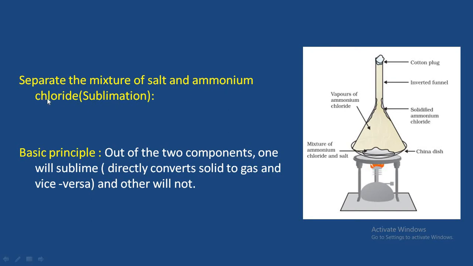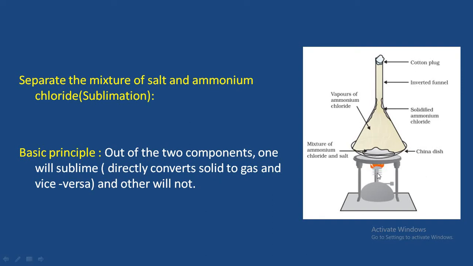Here ammonium chloride can sublime, means solid directly changes into gas. How? Here is a conical flask, and this inverted conical flask is placed over a china dish, and in the china dish there is a mixture of ammonium chloride and salt. This is the ammonium chloride and salt.